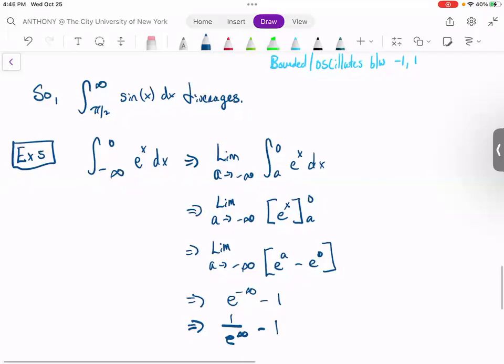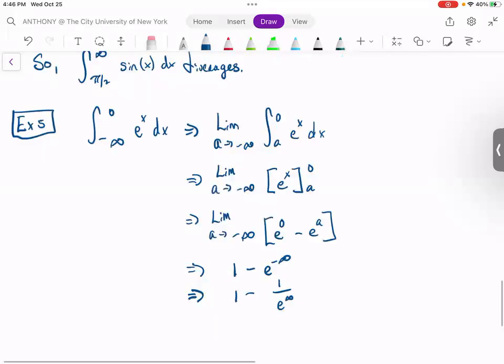Sorry, I did this wrong. I swapped it by accident. My bad. Let me just fix it. It's supposed to be 0 to a. So then it's supposed to be 1 minus e to the -infinity, which is 1 minus 1 over e to the infinity. But 1 over e to the infinity is 0. So your answer is going to be 1. And because we get a real number, the limit exists, so we say that it converges.